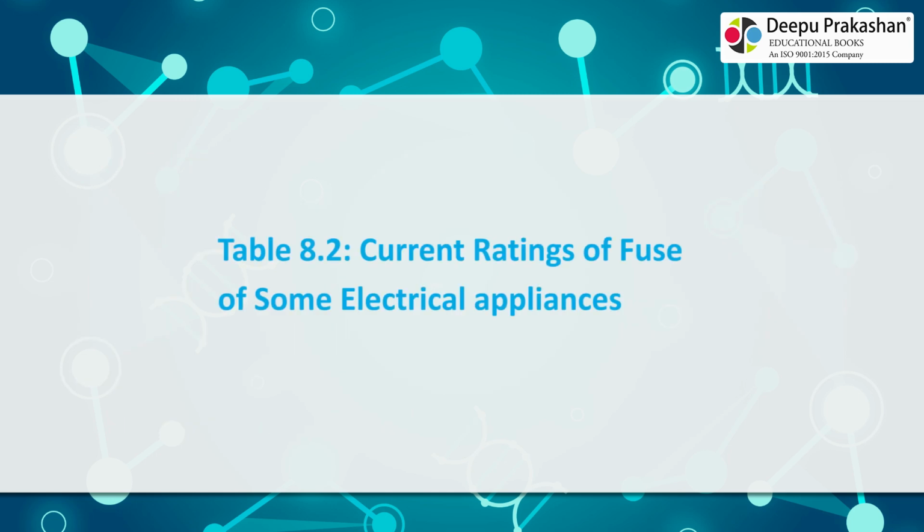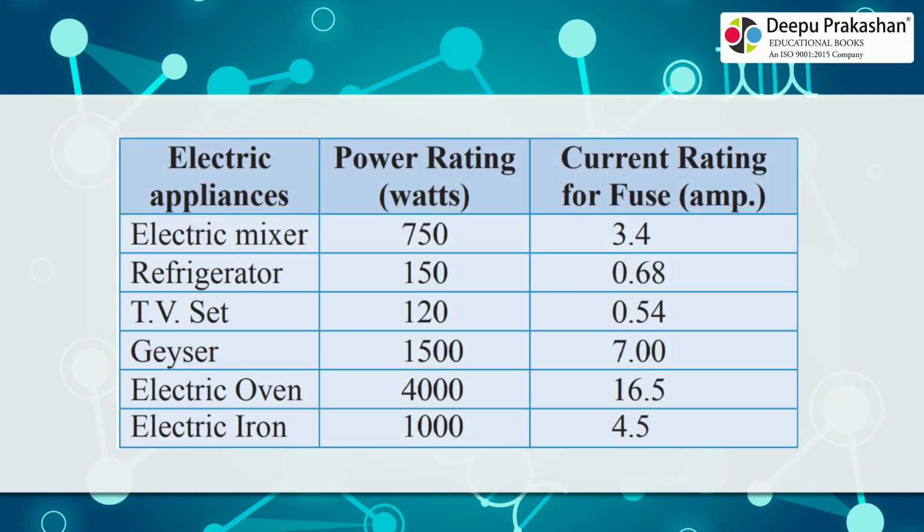Table 8.2 Current ratings of fuse of some electrical appliances. Electric appliances, power rating in watts, current rating for fuse in amps. Electric mixer 750, 3.4. Refrigerator 150, 0.68. TV set 120, 0.54. Geyser 1500, 7.00. Electric oven 4000, 16.5. Electric iron 1000, 4.5.